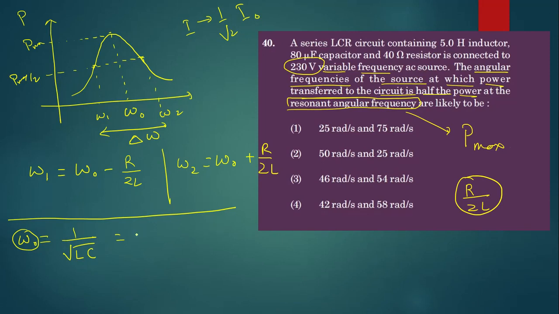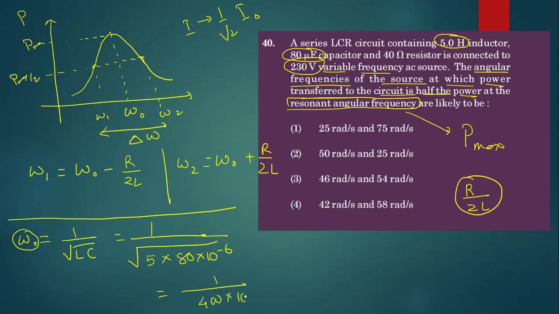Let's calculate one by one. First, consider the resonance frequency. What's the value of L? L is 5 Henry. What is C? C is 80 microfarad, so this is 80 multiplied by 10 power minus 6. Let me solve it. This will be equal to the square root of 400 multiplied by 10 power minus 6, so 20 multiplied by 10 power minus 3. So this will be 0.05 into 10 power 3, which is equal to 50 Hz.